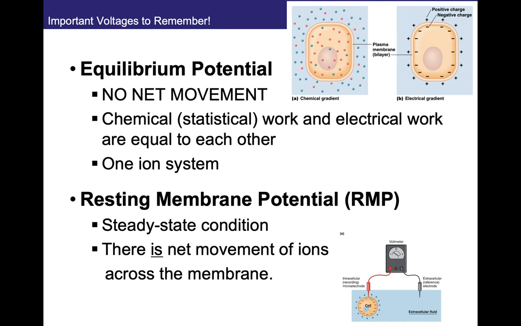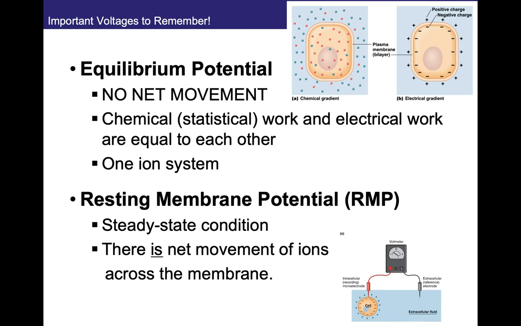They're equal in magnitude, but opposite in direction. Okay, so what you'll learn when I roll out the Goldman-Hodgkin-Katz and the chord conductance equation is that if there is only one ion moving across the membrane, like Julius Bernstein thought, then the actual membrane voltage would be the equilibrium potential. So he almost had it right, and you'll see why once I roll out the chord conductance equation.